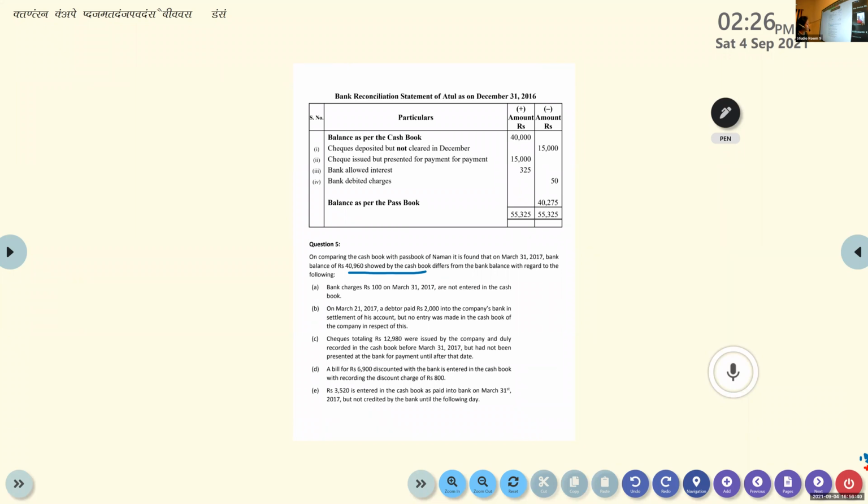A bill for rupees 6,900 discounted with the bank is entered in the cash book with recording the discount charge of rupees 800. This is a different one. We haven't dealt with this before. But the thing here is you only have to look at this discount charge of 800. That is actually a kind of bank charge. What is this discounting? You remember discounting? Related to bill of exchange?